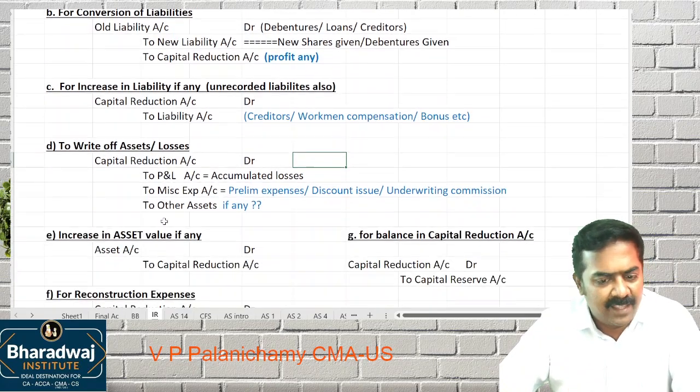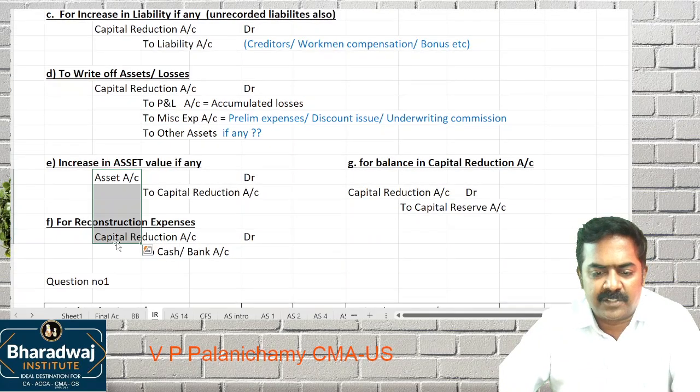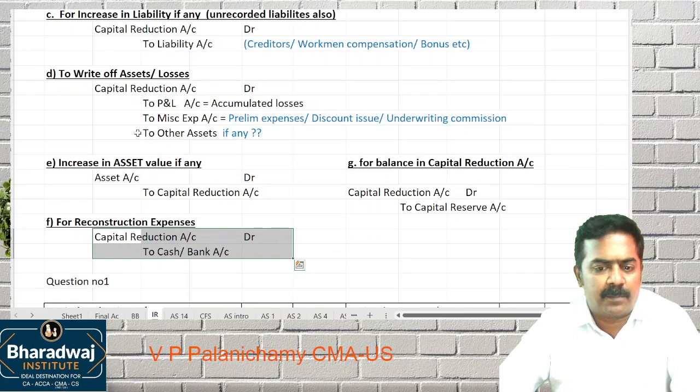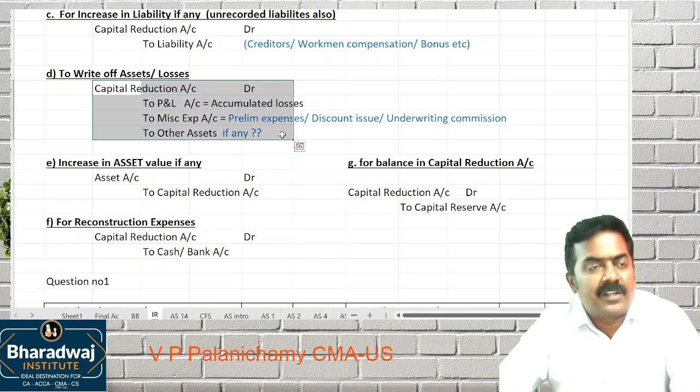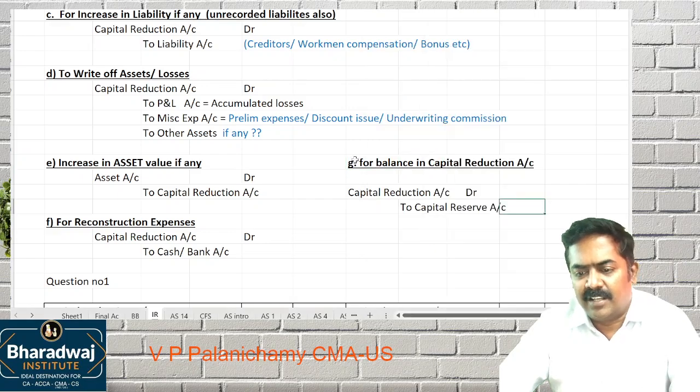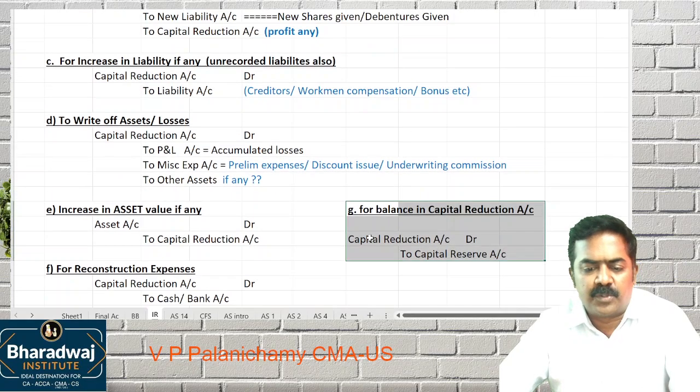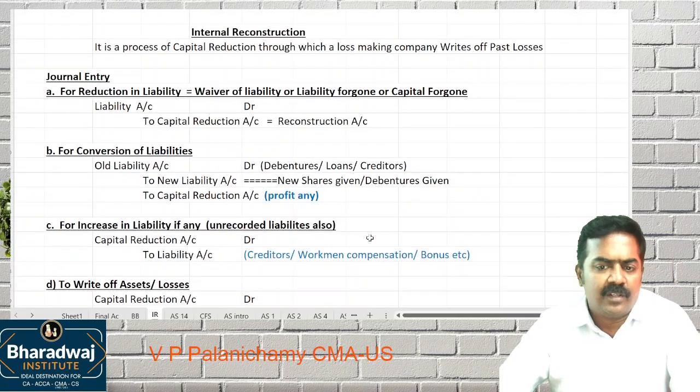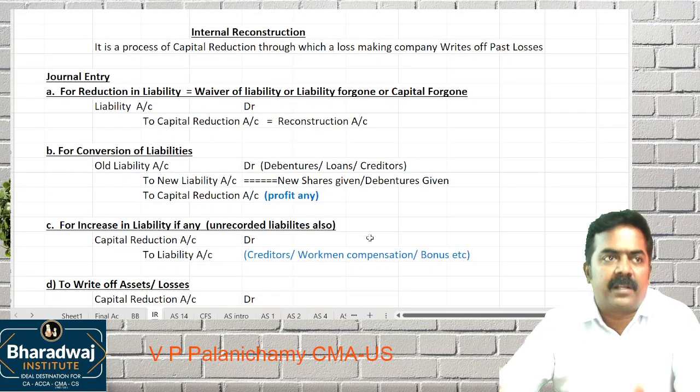Capital reduction. Any expense will be charged to capital reduction. Any asset written off, it will be charged to which account? Capital reduction account. Any balancing figure in reserve, it is not an ordinary profit, it is a capital profit, transferred to which one? Capital reserve.